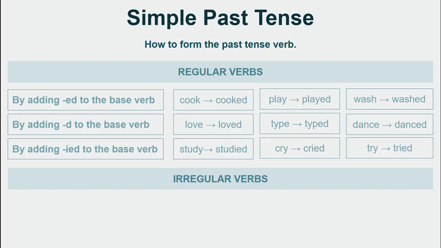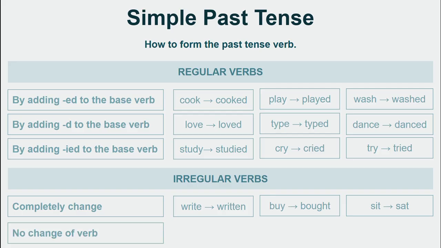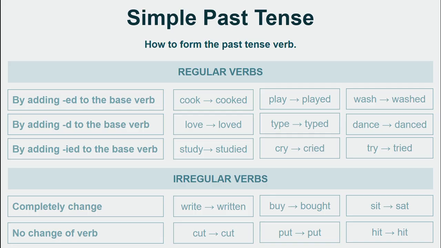Irregular verbs. Completely change. Write, written. Buy, bought. Sit, sat. No change of verb. Cut, cut. Put, put. Hit, hit.